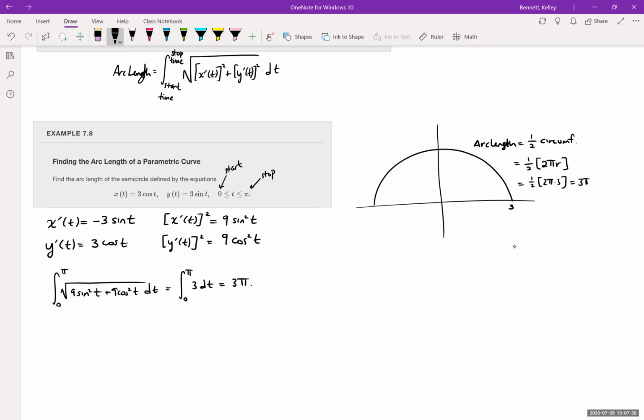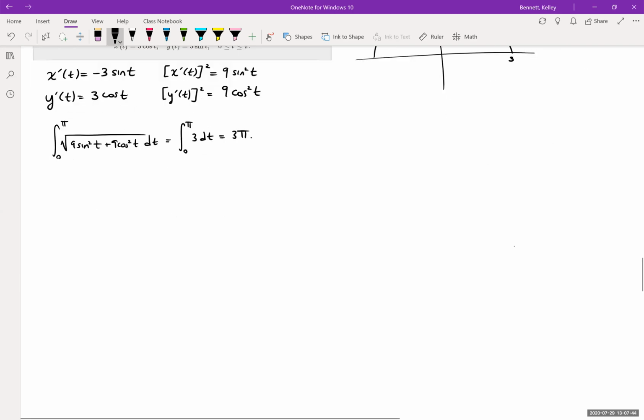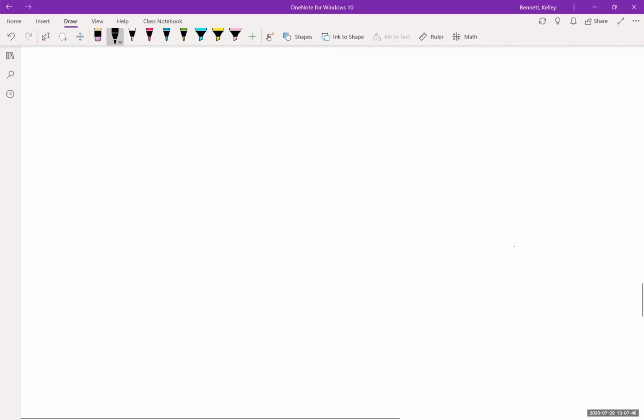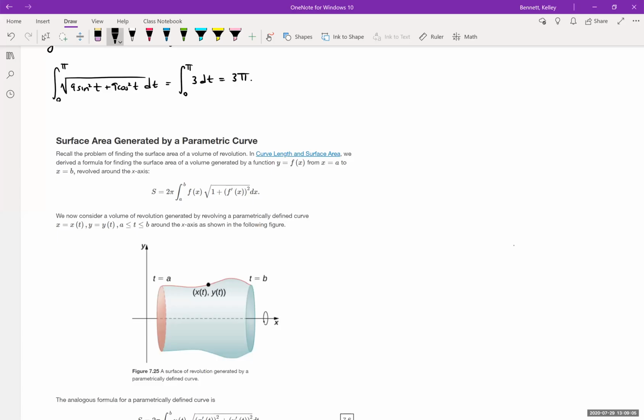Alrighty. So the last thing on our list today is surface area. So we remember surface area as 2 pi times the radius and then times the arc length. So we want to convert this to fit a parametric curve.